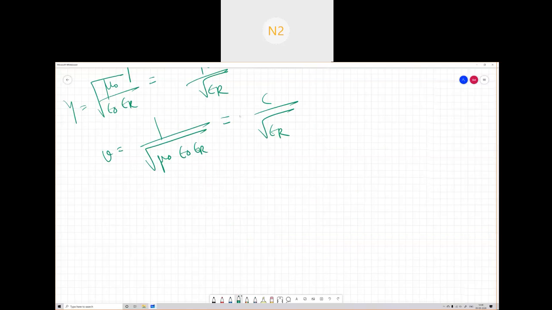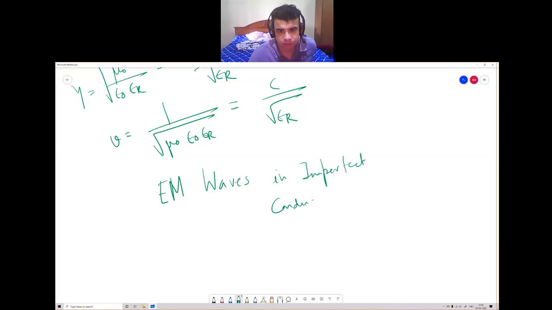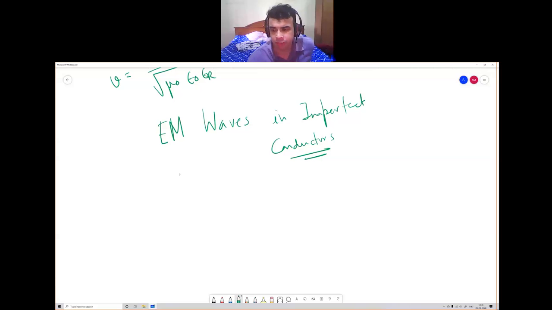Okay. Now next is not perfect conductor. EM waves in imperfect conductors. Now what is meant by imperfect conductors? Imperfect conductors means that sigma is not zero. Sigma is less, but it's not zero. So some amount of conduction current will be present.